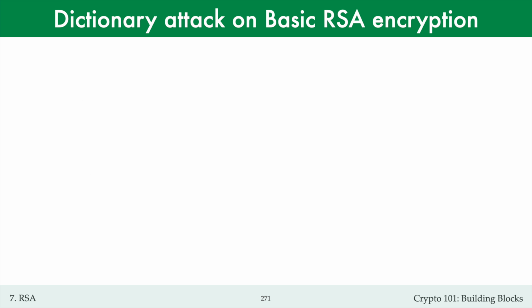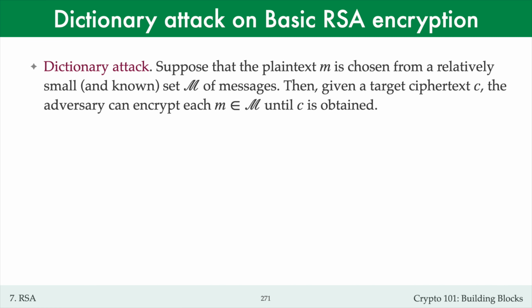I'll next describe two attacks on the basic RSA encryption scheme. The first attack is a dictionary attack. Suppose that in an application, the plaintext is chosen from a relatively small and known set M of messages. For instance, if Bob is encrypting stock recommendations for Alice, then one can predict that the set M contains messages such as buy 100 IBM stock or sell 100 IBM stock.